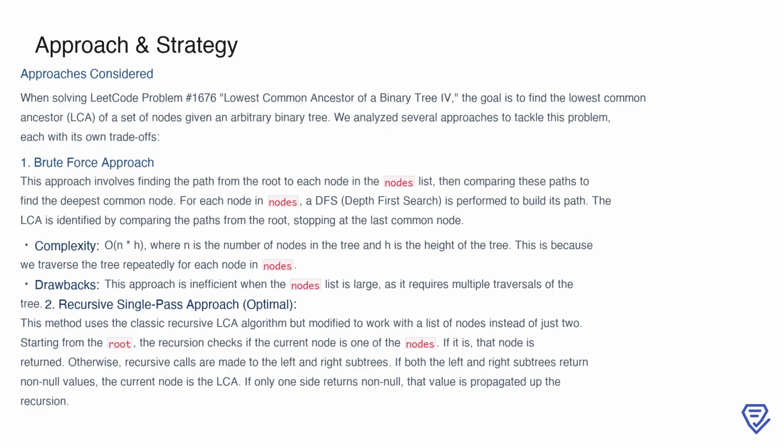Starting at the root, the recursion checks whether the current node is part of the target nodes. If it is, the node is returned. Otherwise, we make recursive calls to the left and right subtrees. If both subtrees return non-null values, the current node is identified as the LCA. If only one side returns non-null, that result is propagated upward through the recursion.